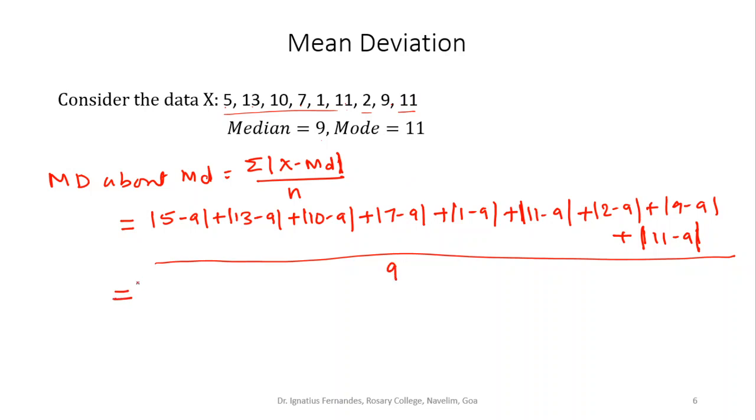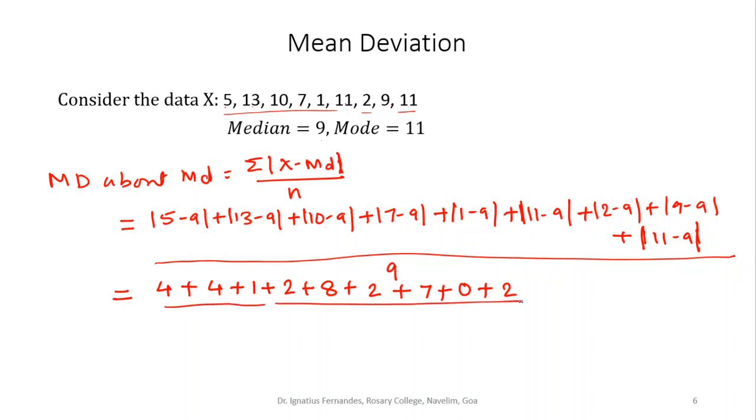Okay, so if you add all these values: 5 minus 9 is minus 4, with the absolute sign it is 4, plus next is 13 minus 9, that is also 4, plus 10 minus 9 is 1, plus 7 minus 9 is minus 2, with the absolute sign it is 2, plus 1 minus 9 is minus 8, with absolute sign it is 8, plus 11 minus 9 is 2, plus 2 minus 9, absolute value is 7, plus 9 minus 9 is 0, plus 11 minus 9 is 2.